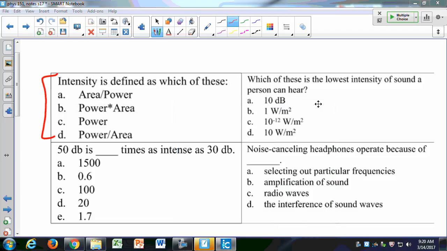Why did the boy eat his homework? The teacher said it was a piece of cake. Have I told y'all that one? I don't know. Okay, good.